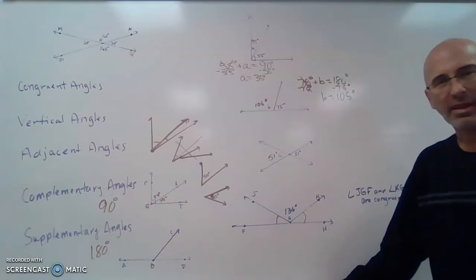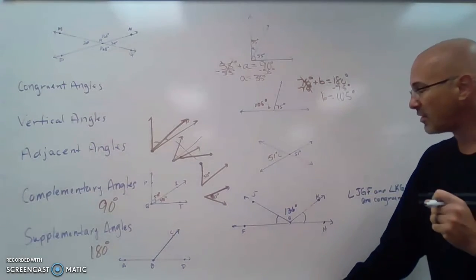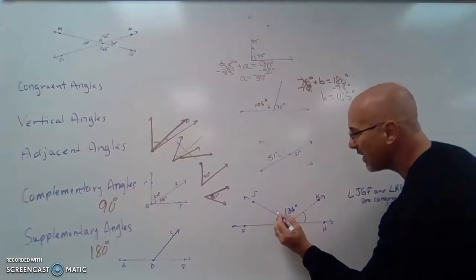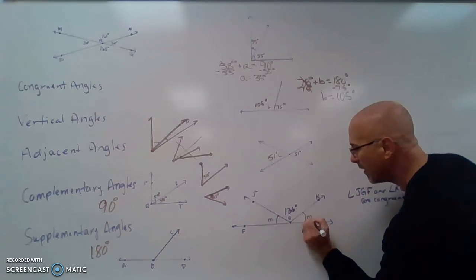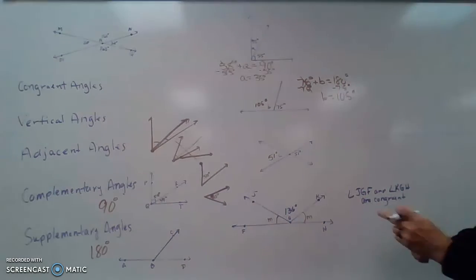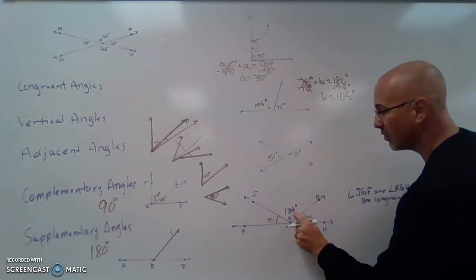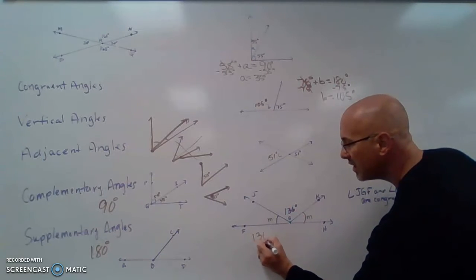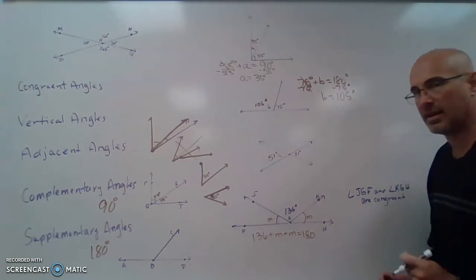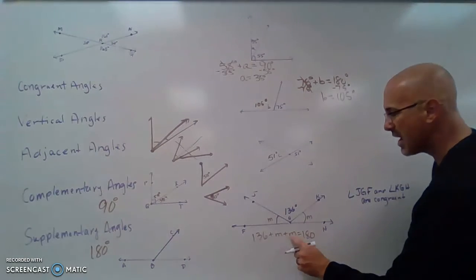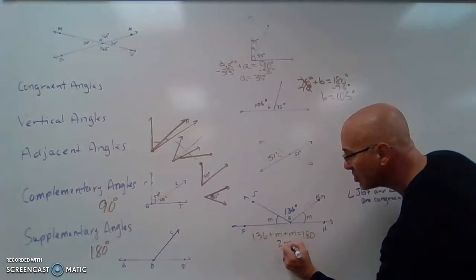So let's do something. We're trying to find out what they are. We know that they are the same, so let's give them a letter. Let's give them the letter lowercase m. We know they're the same. Now we know that the sum of all of these angles equals 180. So we've got 136 plus m plus m equals 180. So now what's m plus m? If I have one m and another m, I have 2m.